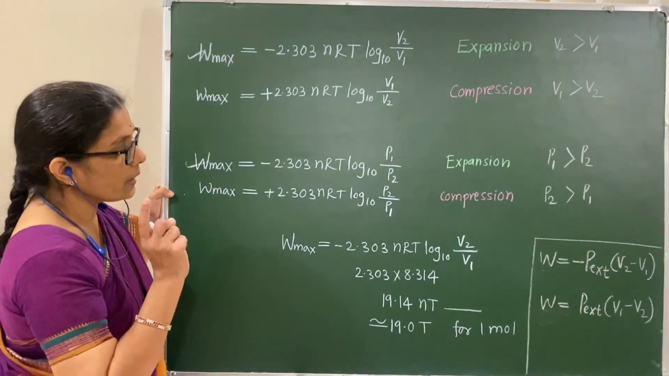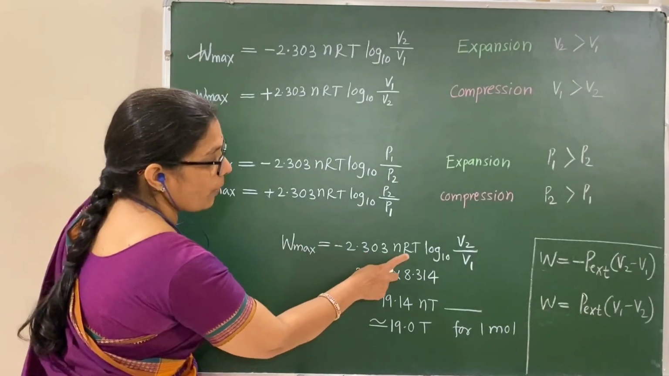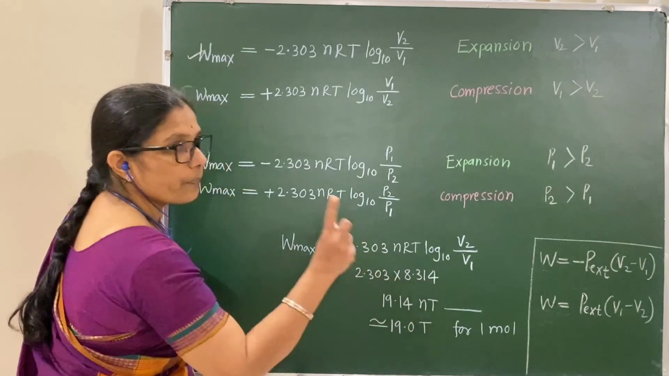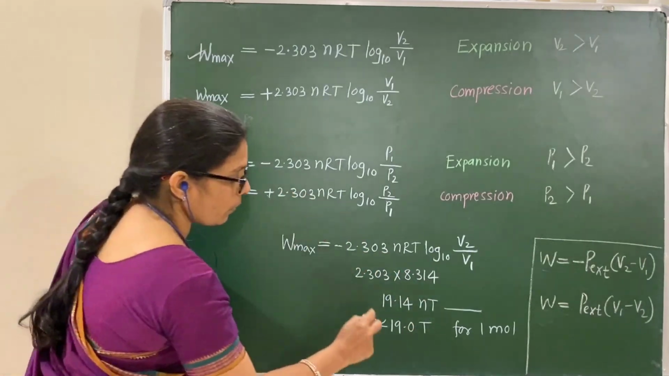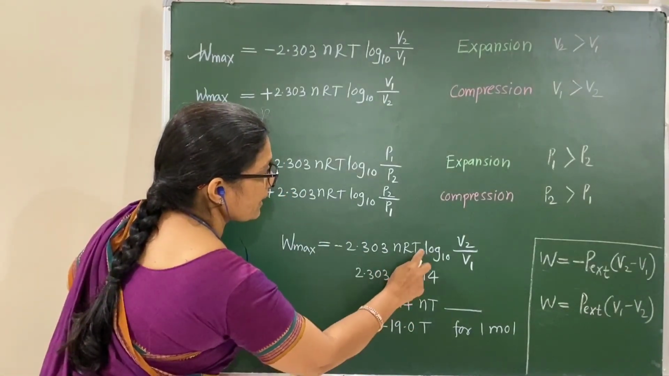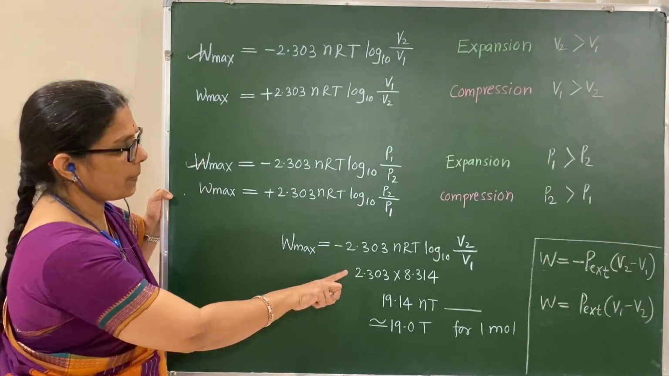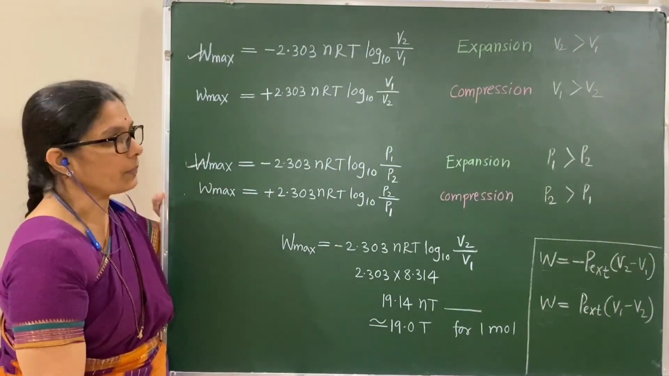Next, one more tip. Now, you know the value of R. Therefore, this into this gives this one. Suppose 1 mole, that is for 1 mole, this value is 19T. And the sign depends on expansion or compression.